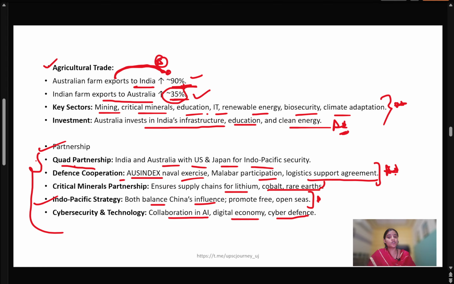They have partnership in the Quad, in defense cooperation, in critical minerals, in the Indo-Pacific strategy, and in cyber security and technology. So these are the partnership points for both countries, India and Australia.